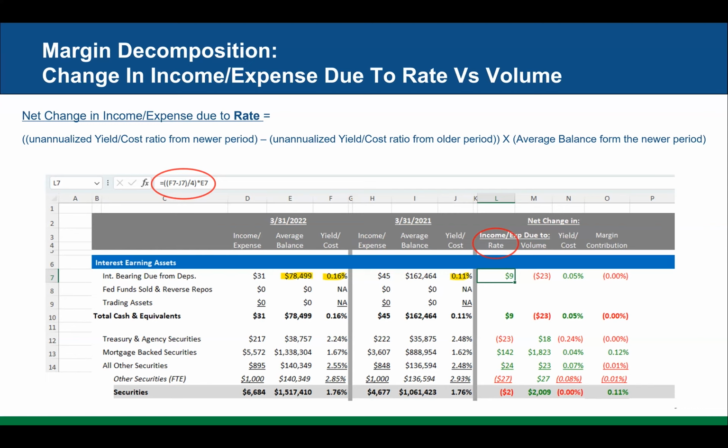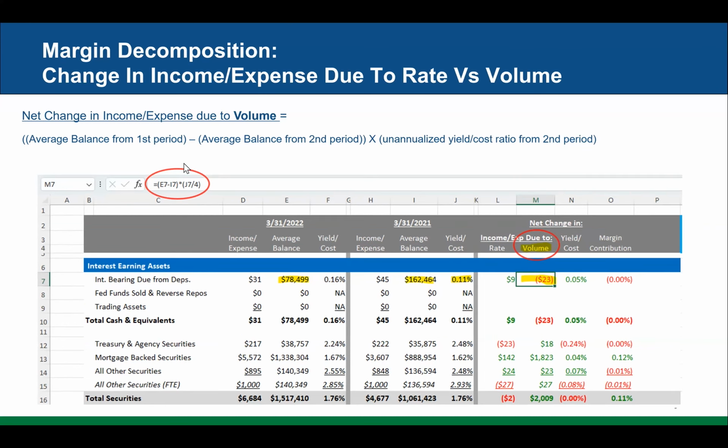However, that was far outweighed by the change in income due to volume, because this institution had 162 million worth of that asset a year ago, and now only has 78 million. So that results in a $23,000 decline in interest income. And when you add a positive 9,000 and a negative 23,000, what do you get? You get a net of minus 14,000, which is the exact difference in interest income from the older period to the newer period.